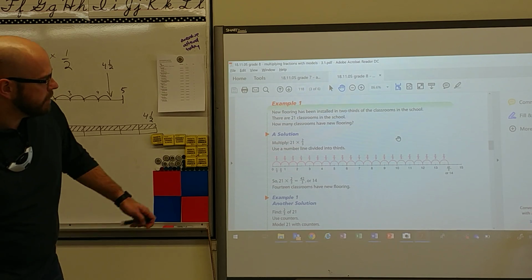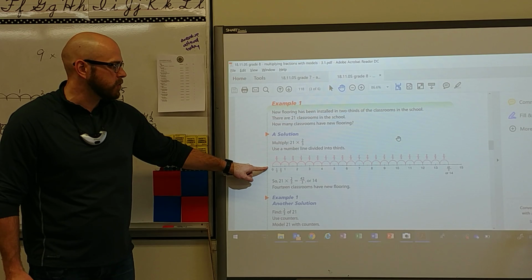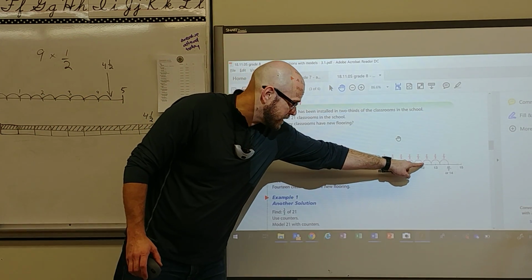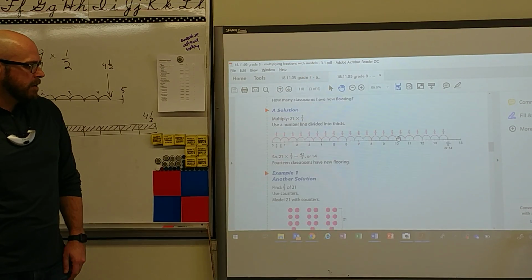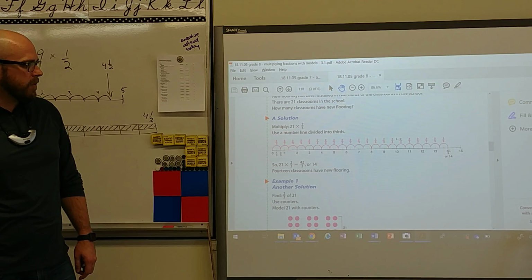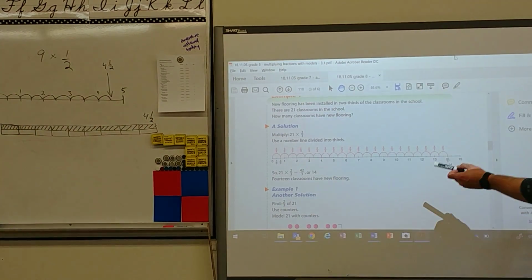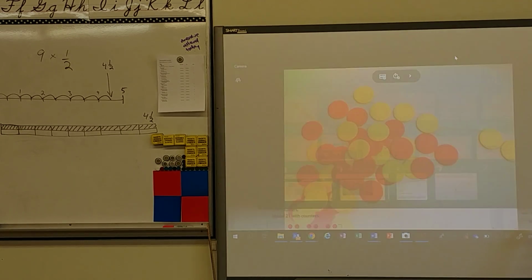Here it says, once again, there's the number line, 21 times 2/3. So what they did is 2/3, they jumped it 21 times. 1, 2, 3, and so on up to 21. And you see where you get to? It should be 14. But let's look at an easier way to do that. Let's look at it with counters. It says 21 times 2/3.